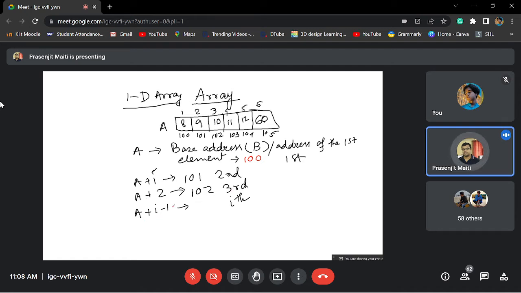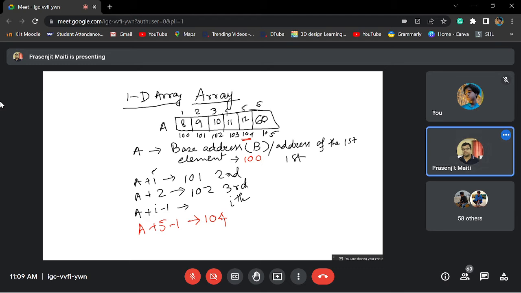So similarly, suppose the I value is 5. So A plus 5 minus 1. What is the A value? A value is 100. 100 plus 5, 105 minus 1, 104. You can see 104 is the fifth element address. 1, 2, 3, 4, 5. The fifth element address is 104.